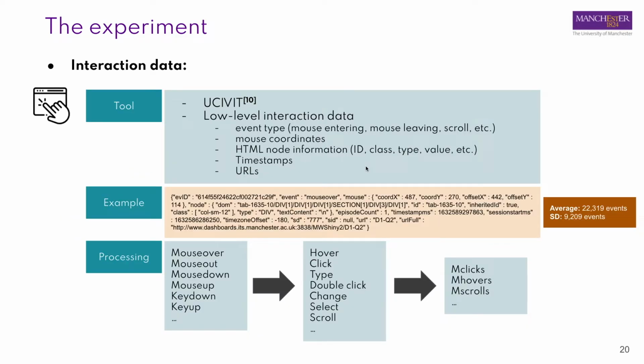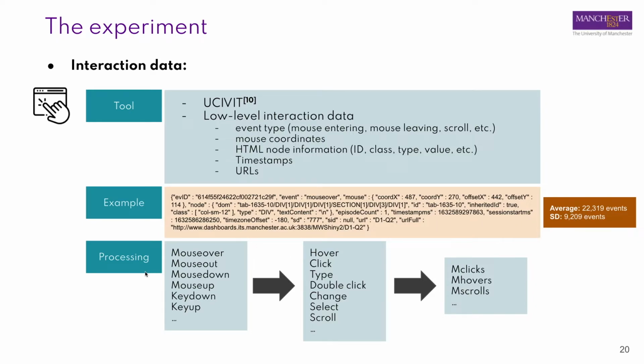While users were performing the experiment, we collected interaction data using the UCivit tool, which gave us low-level interaction data, for example, event types, along with other information. This is an example of the data that is given by the tool in JSON format. On average, each user generated 22,000 events.